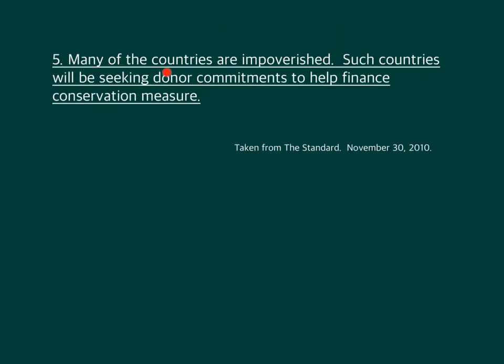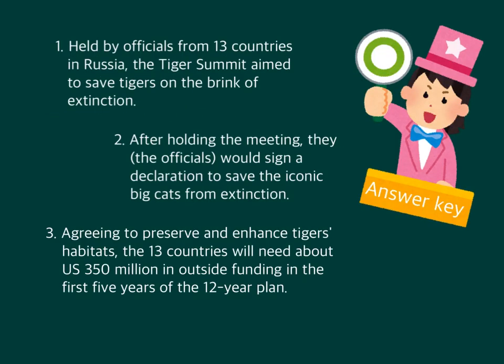5. Many of the countries are impoverished. Such countries will be seeking donor commitments to help finance conservation measures. Answer key. 1. Held by officials from 13 countries in Russia, the Tiger Summit aimed to save tigers on the brink of extinction.